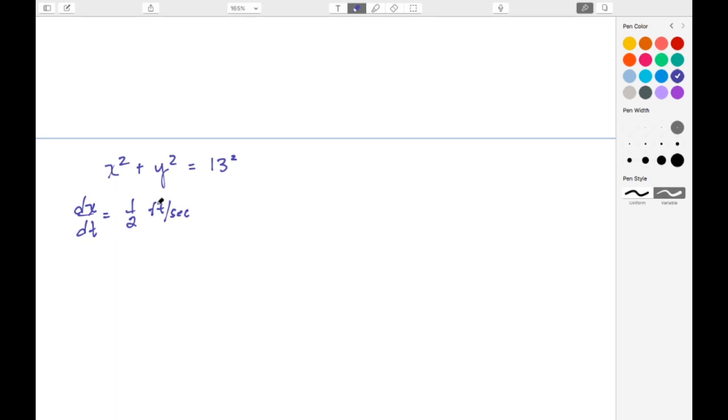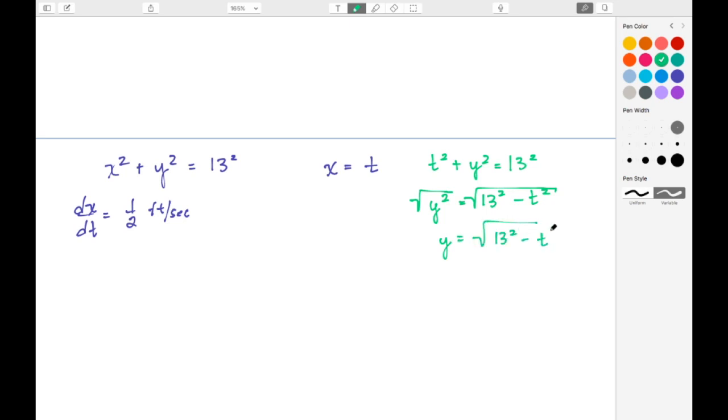What we're going to do now is, using this information, we're going to parameterize this equation for a circle. We're going to begin by saying that x is equal to t. Well, if x is equal to t, then that means we can rewrite this equation as t squared plus y squared is equal to 13 squared. And what we want to do now is we actually want to solve for y. So to solve for y, we need to subtract t squared from both sides. So here we have y squared is equal to 13 squared minus t squared. And to get just the value of y, we take the square root of both sides. And we see here that y is equal to the square root of 13 squared minus t squared.